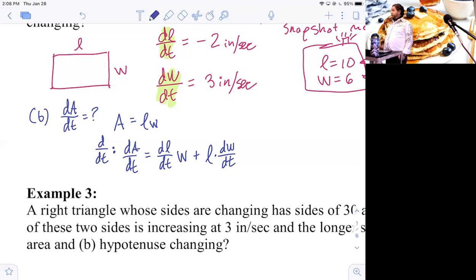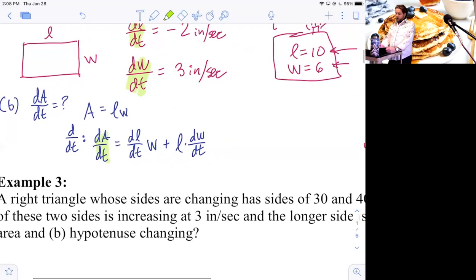Now I have 4 unknowns on the right-hand side. So if dA/dt is my target, I better know all 4 of those quantities at that moment. Do I know dL/dt and dW/dt still? Yes. Now I didn't need the W and L from the previous one, but do I know what W and L are at this moment? Yeah, they're 10 and 6. So now those are meaningful.